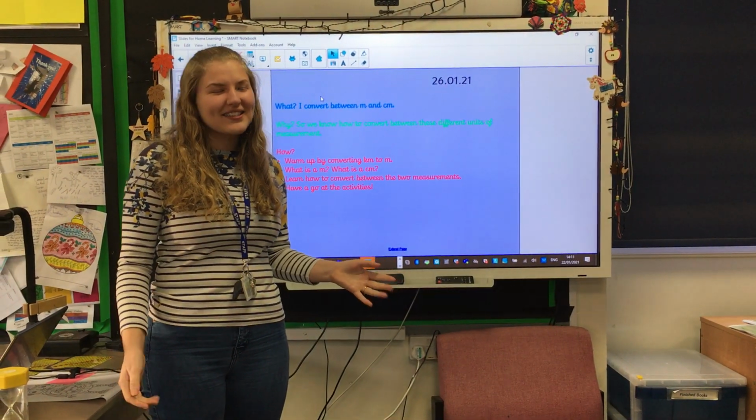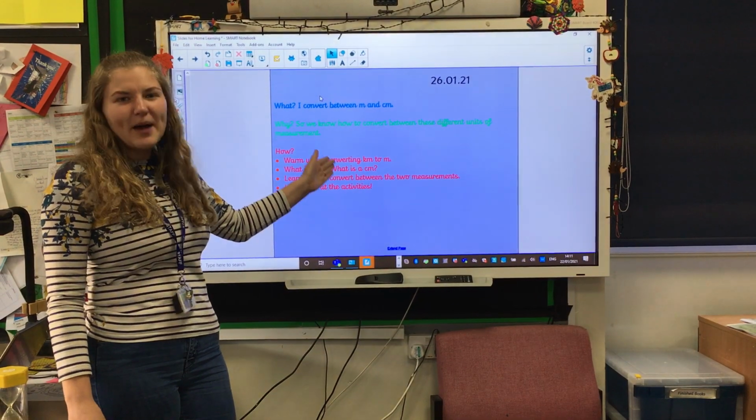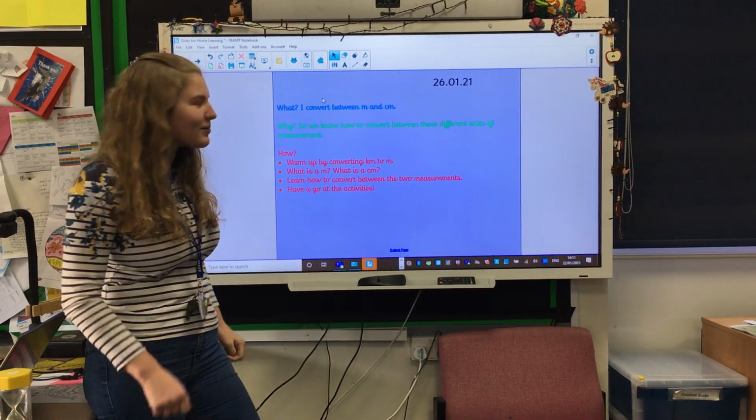Welcome to your Tuesday maths lesson. Today we are learning how to convert between metres and centimetres, a very useful skill.